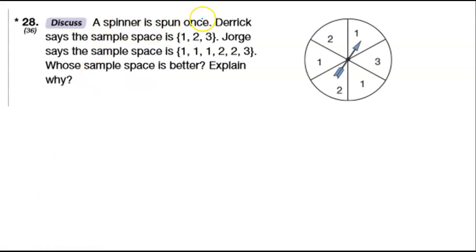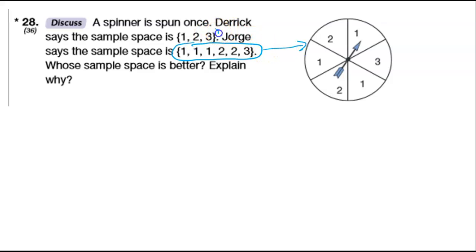Okay, a spinner is spun once. Derek says the sample space is 1, 2, 3. George says the sample space is 1, 1, 1, 2, 2, 3. Whose sample space is better? George's, because it is representative of the spinner.